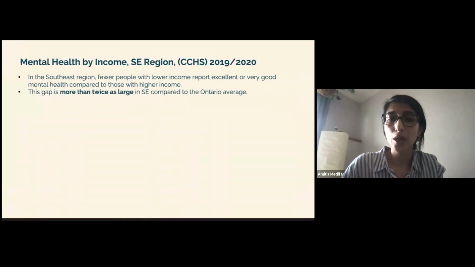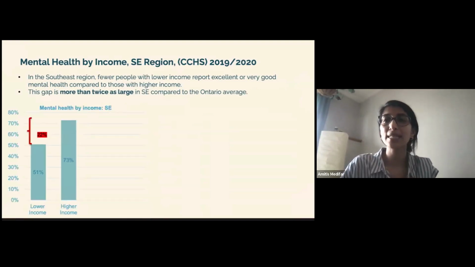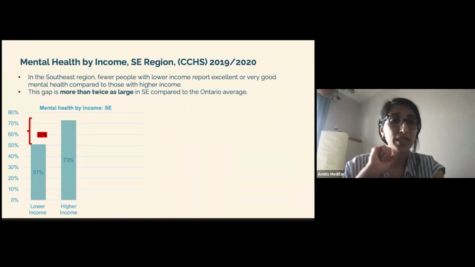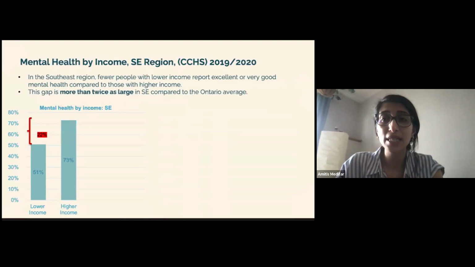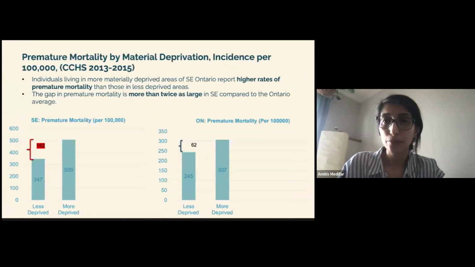Here's another example that really stood out, this time looking at mental health by income. In the Southeast, fewer lower income residents report very good or excellent mental health compared to higher income groups, and the gap is stark. We're seeing a 22% difference here in the Southeast compared to just under 9% in Ontario overall. So once again, while income affects mental health everywhere, the impact appears more severe in the Southeast region.